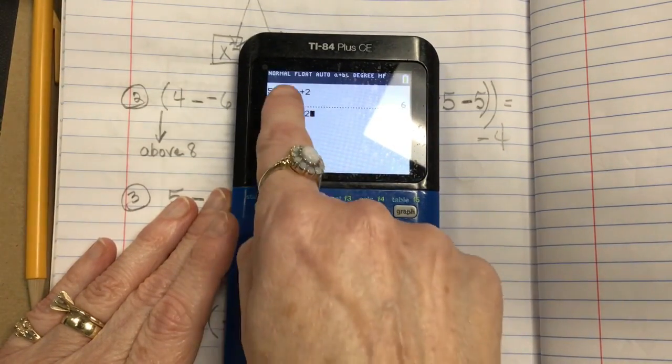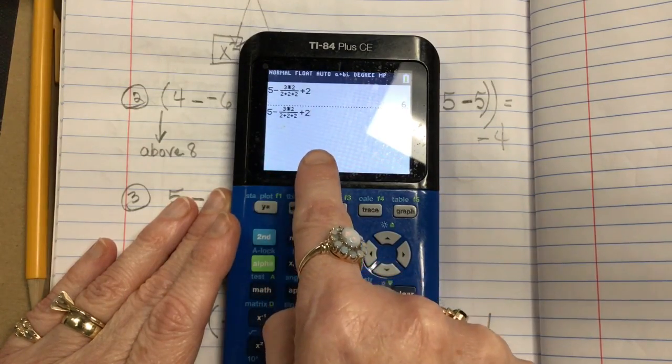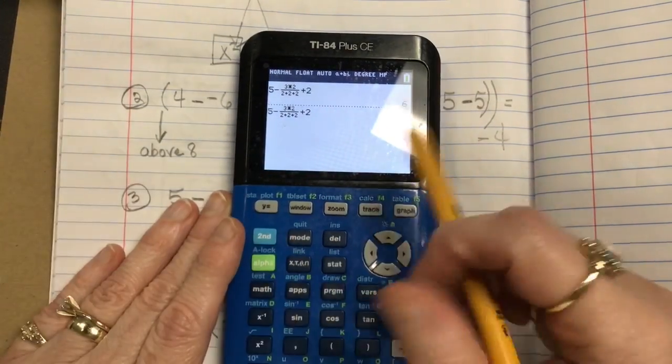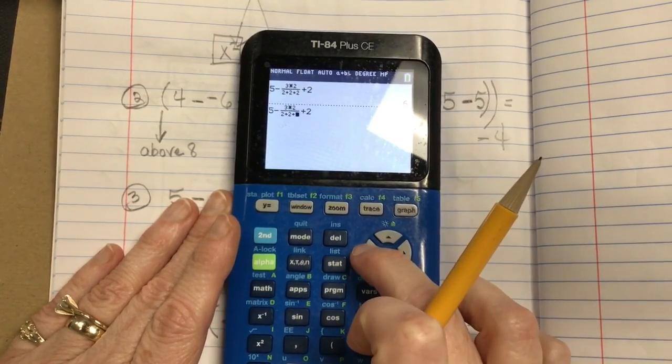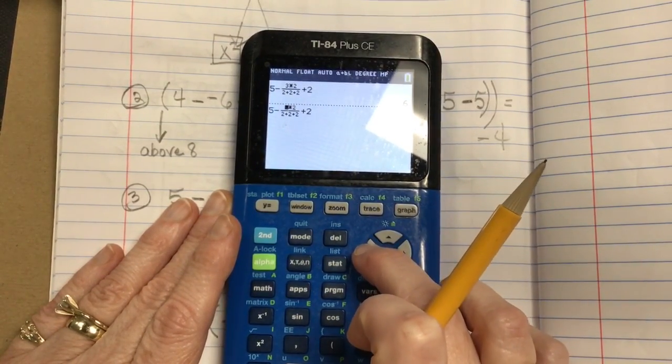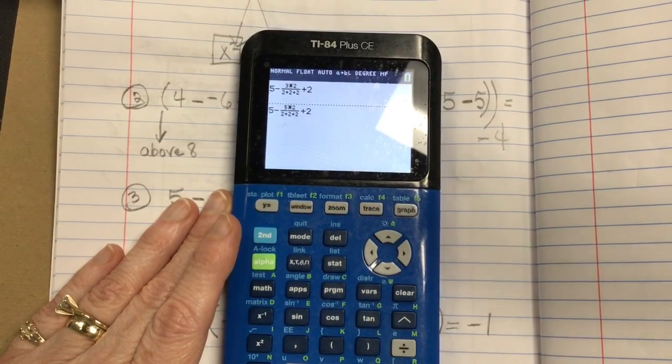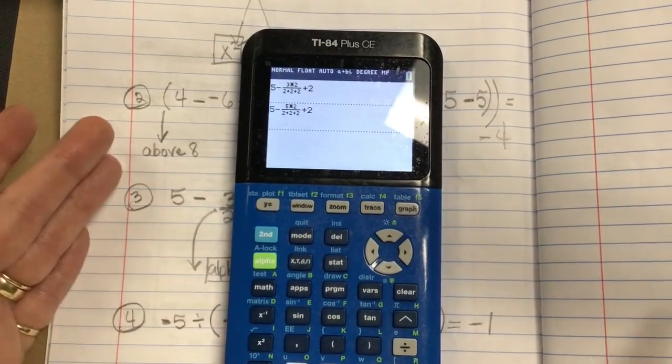And what did it do? It copied and pasted it. Now, if I just needed to change, say I wanted to change that little 3 right there to 5, I could just arrow backwards till I got up there, and I could just type a 5 there. And see, I don't have to type the whole thing.